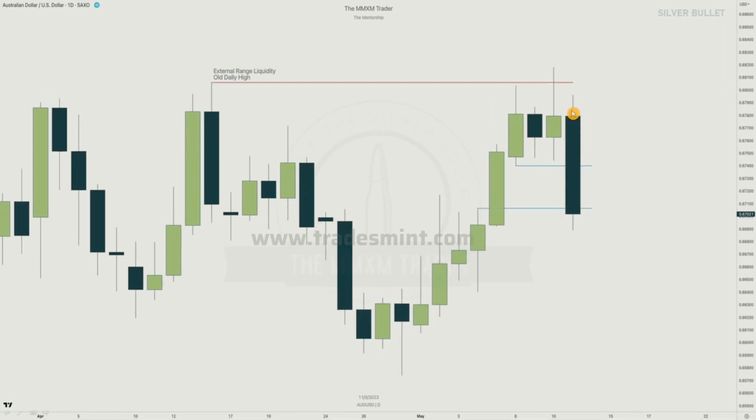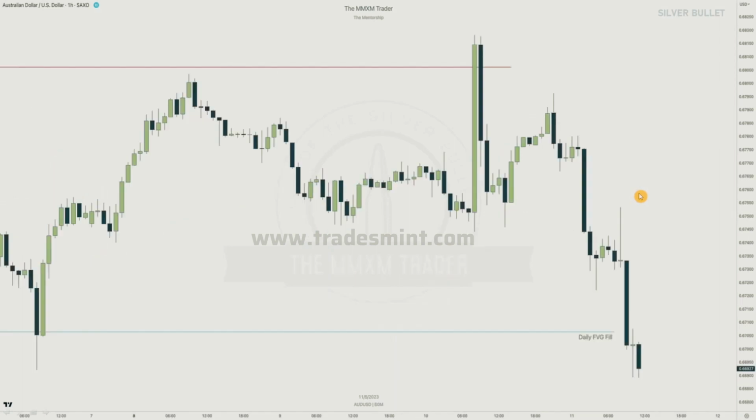Now we see this big daily candle completely filling up this fair value gap on the daily time frame. Now we drop down into a 1 hour chart, right? How are we going to identify where to get in, right? We wait for that intermediate term high to form, right? And then we look for that silver bullet setup. So look at this chart for a bit and see if you can spot the silver bullet.